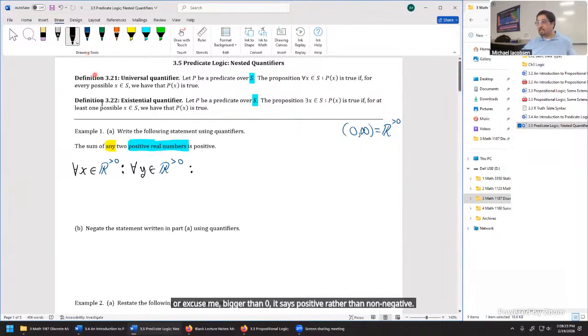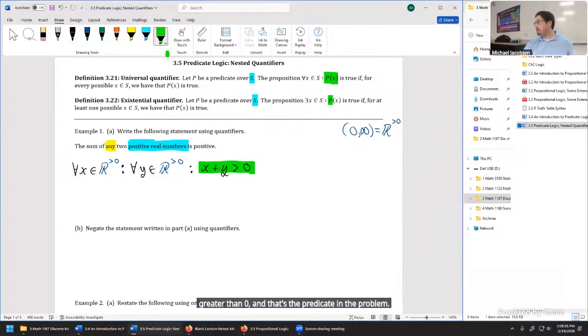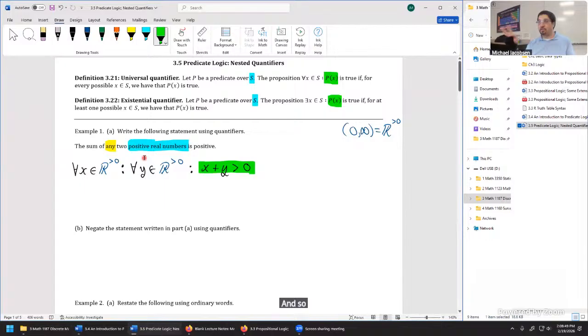The statement is that the sum is positive. So we'll just go x plus y greater than 0, and that's the predicate in the problem. And again, you can kind of see how the order doesn't matter, right? It wouldn't matter if I put y here and then x. Doesn't matter if you change this to y plus x, addition's commutative. And so when it comes to universal quantifiers, you can swap them around. You have the same statement.